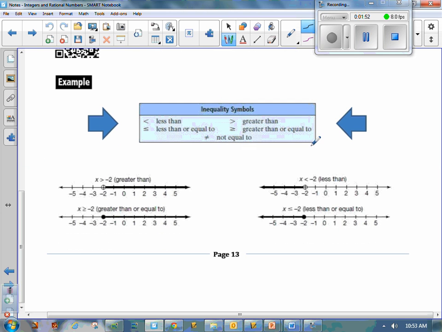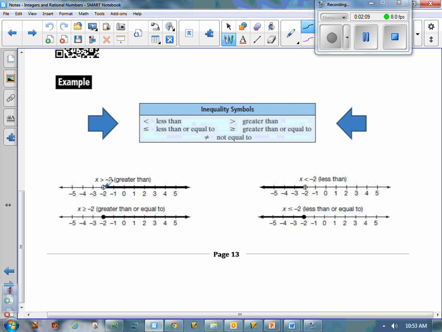Again, here are inequality symbols. We have the less than or equal to, greater than or equal to, and the not equal to. Ways to graph solutions of inequalities here. Here we have x is greater than -2.